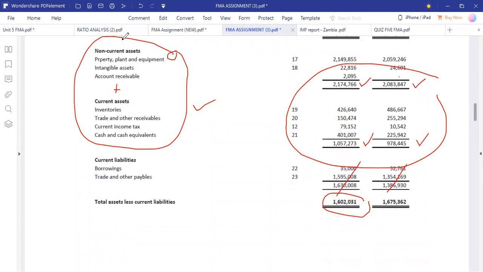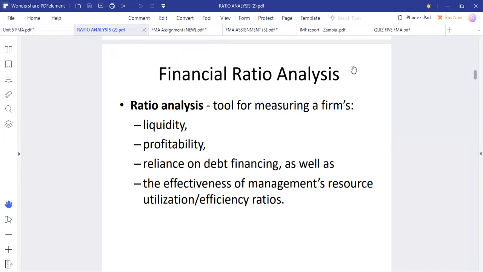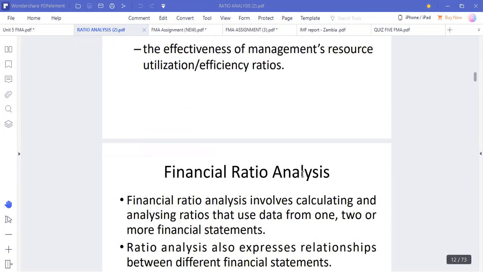Okay. So when we go to ratio analysis, we need to understand that a ratio is simply a proportion of one element to another. Ratio analysis has about 6 basic ratios that you need to know. These ratios measure profitability and liquidity. They are also used to ascertain the debt financing. The debt financing is leverage. The efficiency ratios also look at how the firm is utilizing its resources.